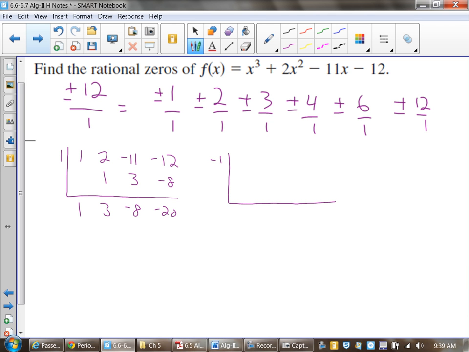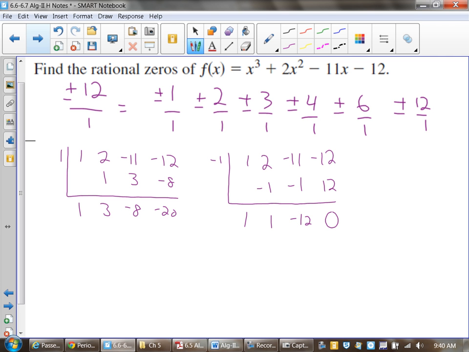But here's the thing. What happens when you find a 0? Remember how it drops down a degree? A lot of times when it drops down a degree, you guys can factor it real quick. So let's try it with negative 1. 1, 2, negative 11, negative 12. 1, negative 1, 1, negative 12, 12, and voila, we have a 0. Ding.